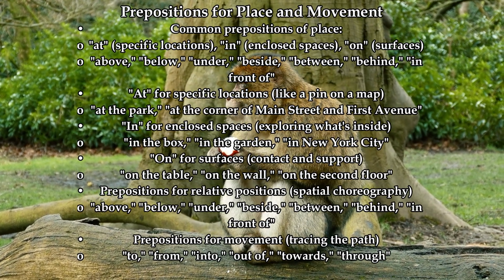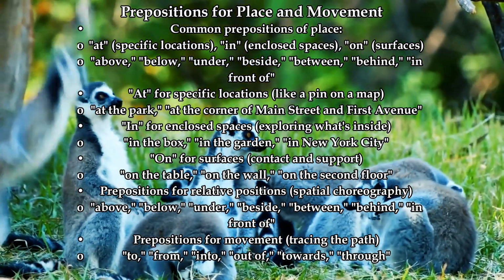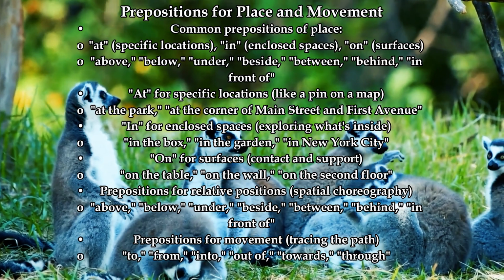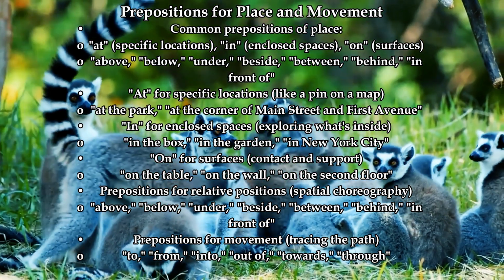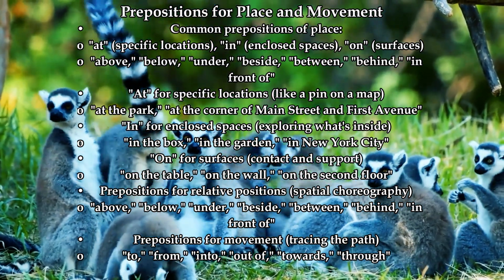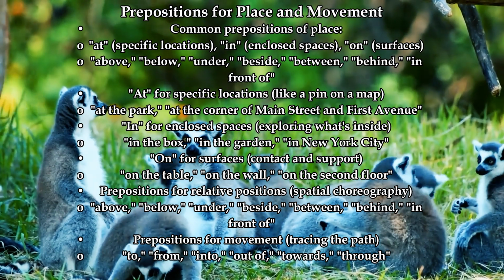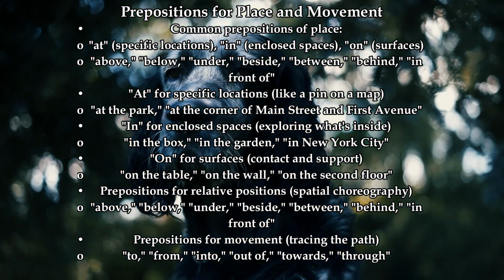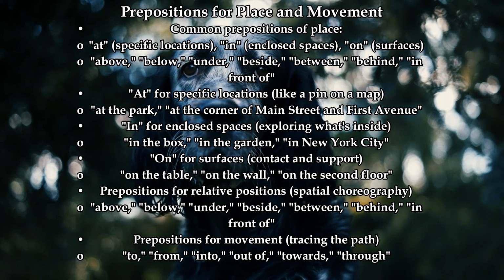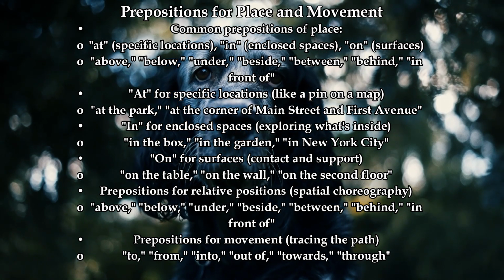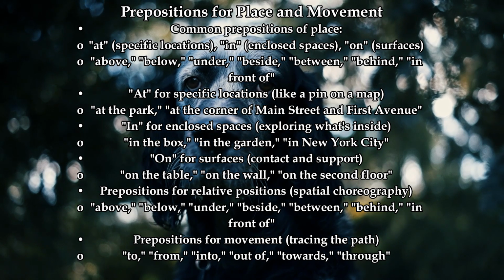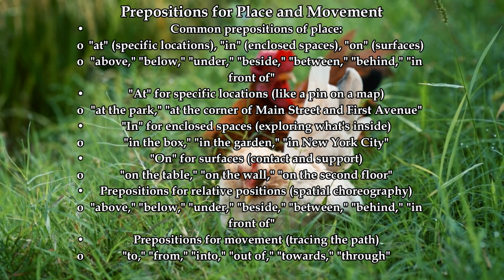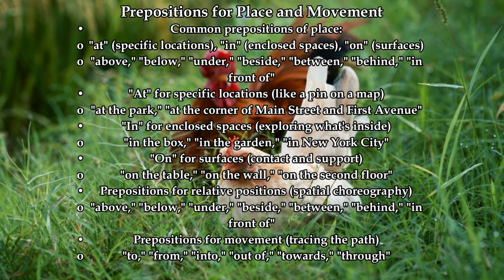Section 5. Prepositions of place and movement. Prepositions are not only masters of time, but also experts at describing the where and how of things. When it comes to location and movement, these little words really shine. Some common prepositions of place include at, in, on, above, below, under, beside, between, behind, and in front of. They help us pinpoint the exact position of people, objects, and places in relation to one another.